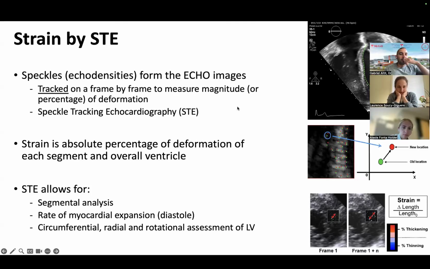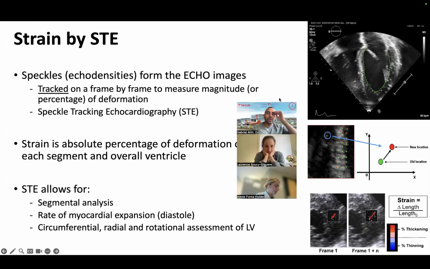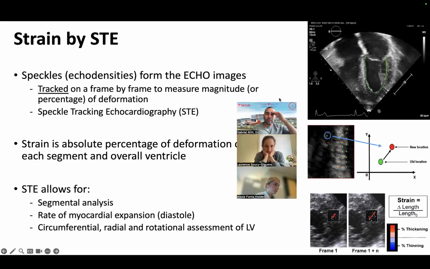So, we will discuss now some of the other views that we haven't discussed. We'll try to tackle subcostal, but I decided that before we go on to subcostal, just so that I don't lose these concepts forever, I wanted to briefly talk about what we call deformation analysis.